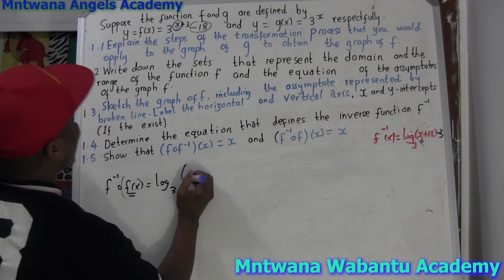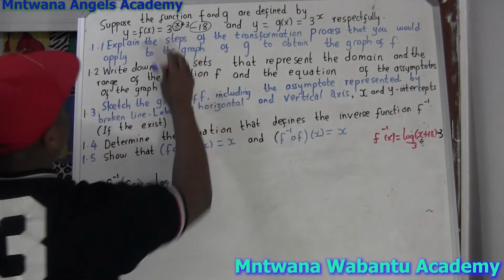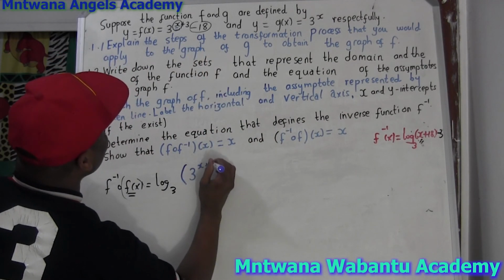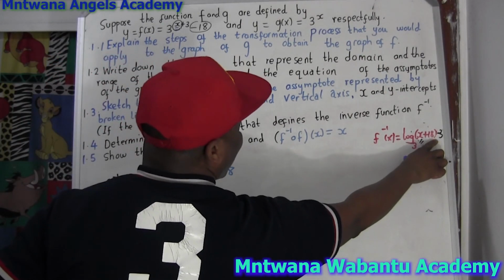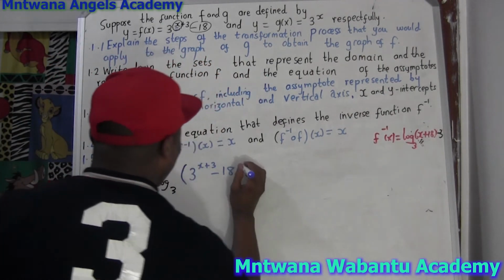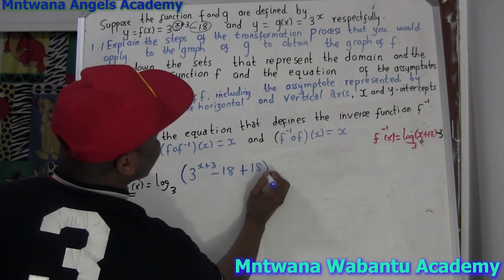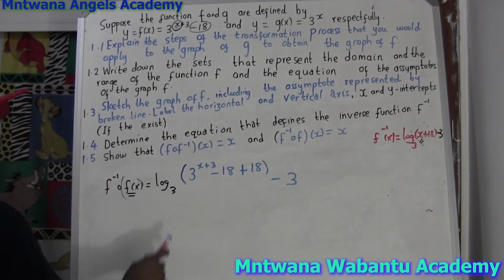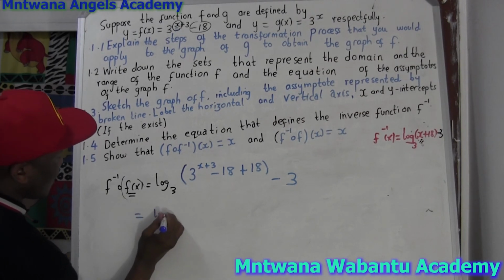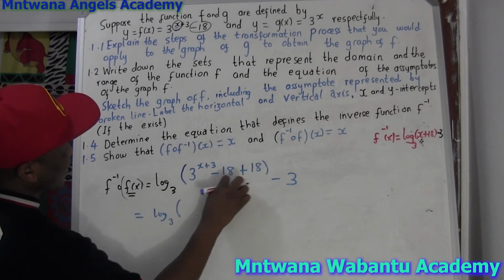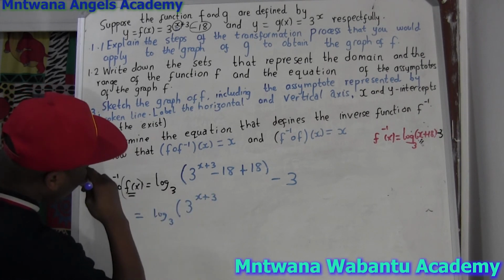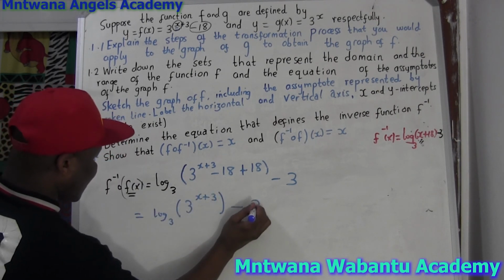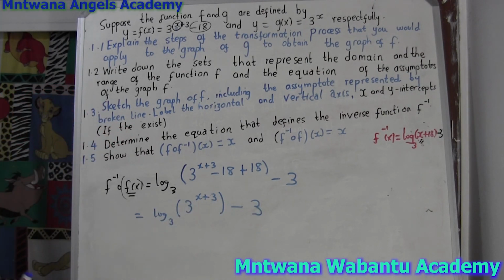So we have a bigger bracket, and then we plug in 3 to the power of x plus 3 minus 18. But we have plus 18 because it's only in the position of x, then we have plus 18 and then minus 3. So this and this cancel, so this time we have log base 3 of 3 to the power of x plus 3, and then minus 3. This one does not work like before. There's no such rule here.